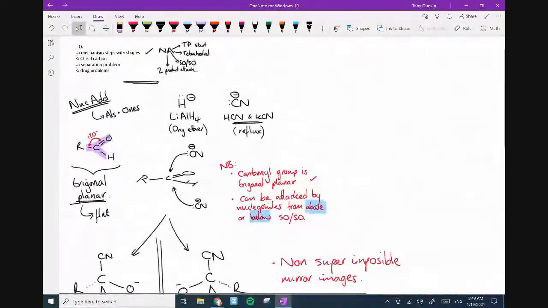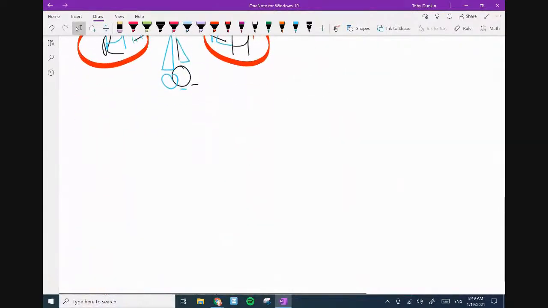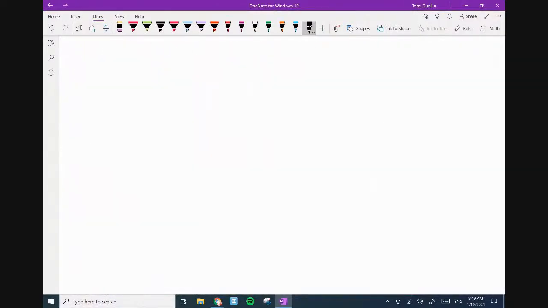Let's define optical isomerism. Okay, so optical isomerism.